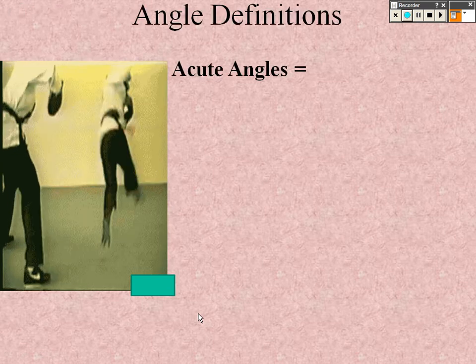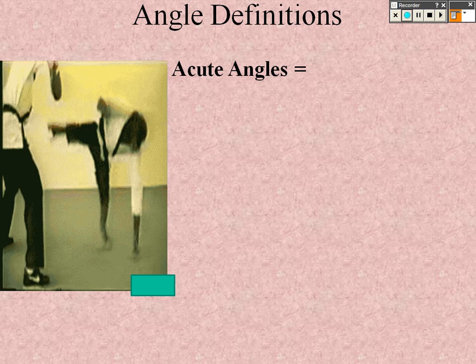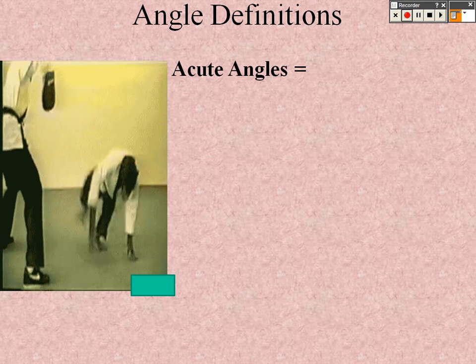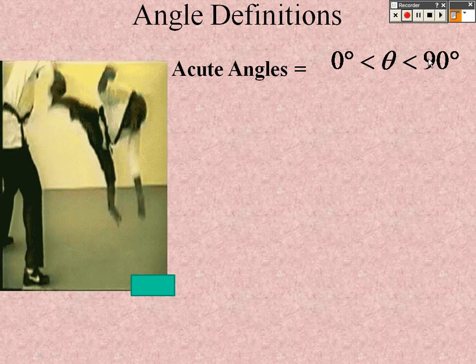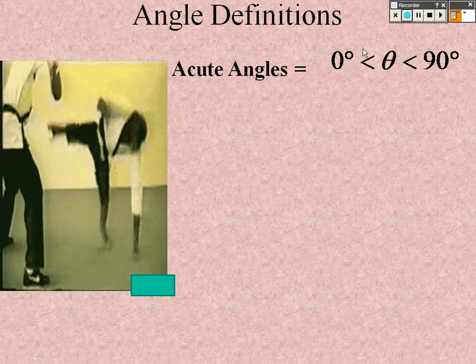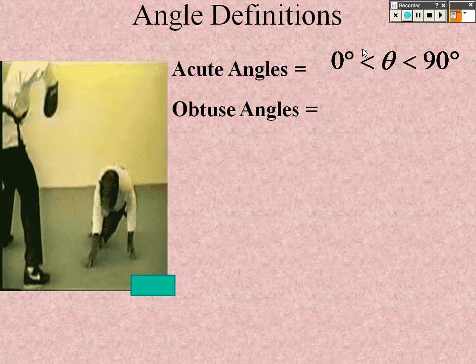So, an acute angle. Very simple. Most of you have heard this your entire lives. An acute angle is a number that is in between 0 and 90. It's not 90. It's not 0. It's in between 0 and 90. That is an acute angle.